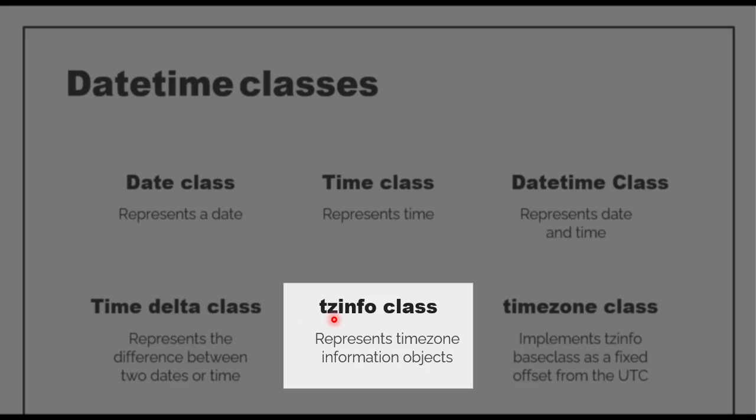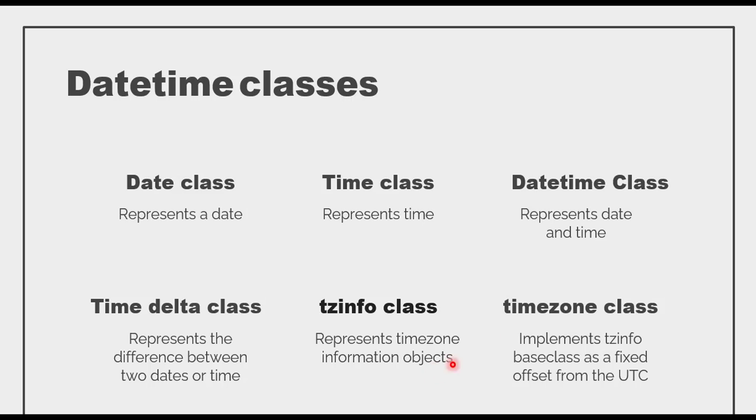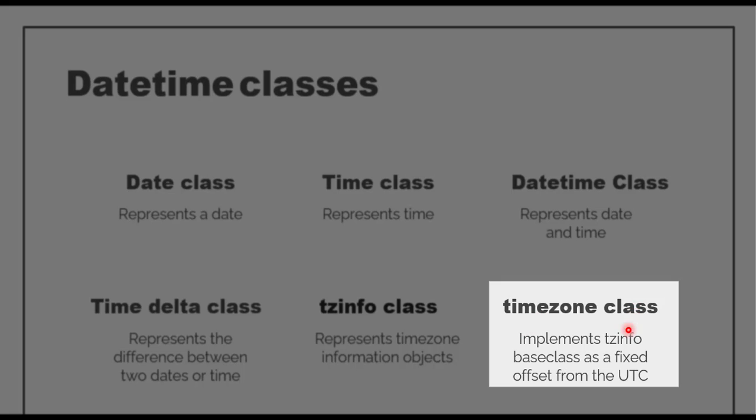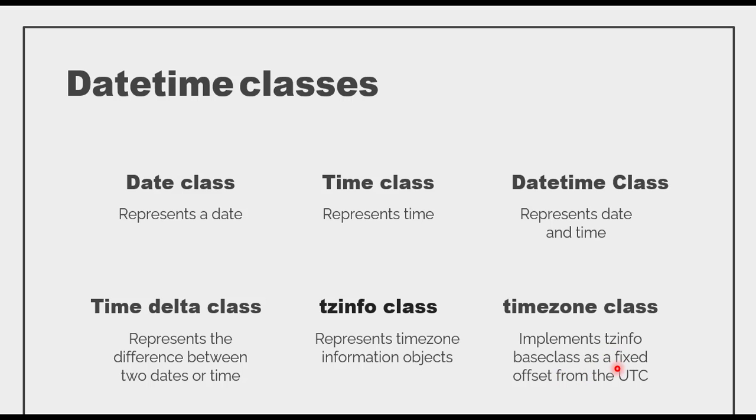What is this TZ? It is nothing but the time zone information class. I hope many of you know the time zones. So this tzinfo, or time zone information class, represents time zone information objects. And then we have the timezone class, which implements the tzinfo base class as a fixed offset from the UTC. So now we know what all the classes available in the datetime module are. Let's discuss them one by one.